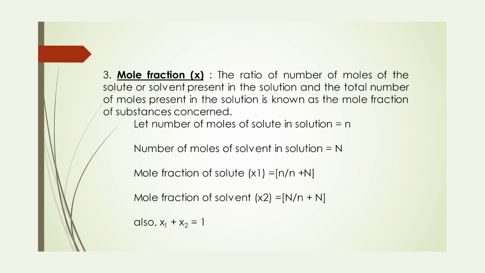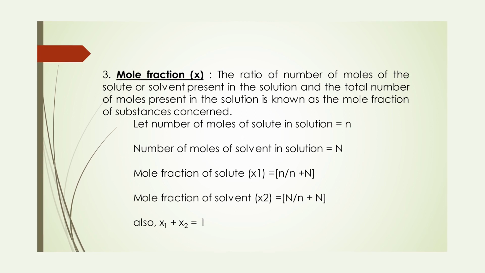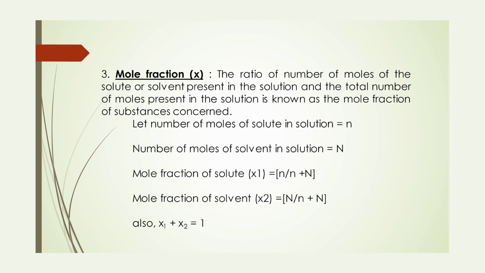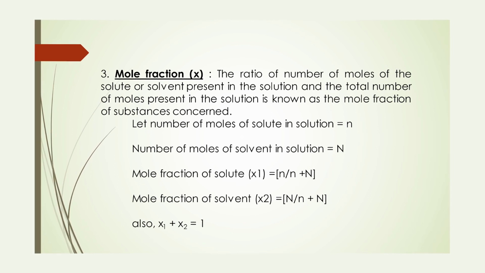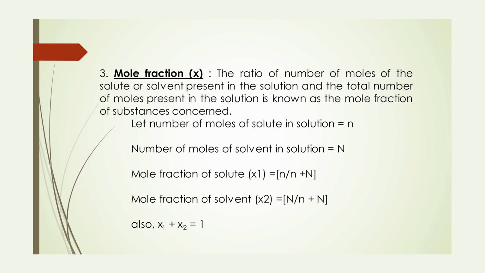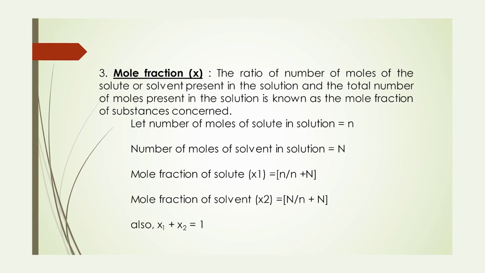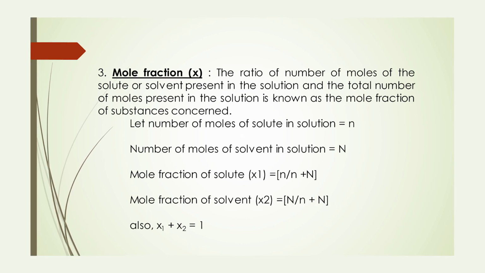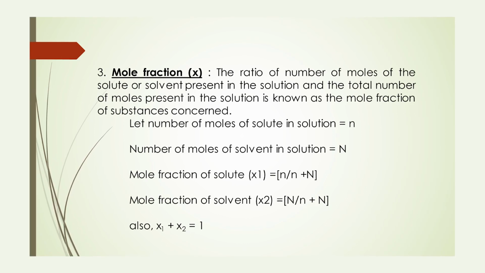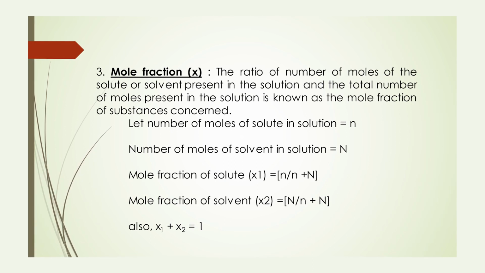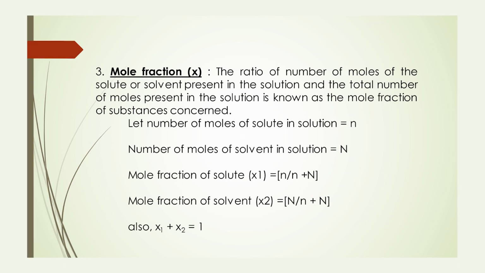The most important point is that chi 1 plus chi 2 is equal to 1. That means, if we know the mole fraction of one constituent, the other can be calculated: chi 1 is equal to 1 minus chi 2. Let us work out another example. 3.9 gram benzene is dissolved in 11.4 gram of octane.